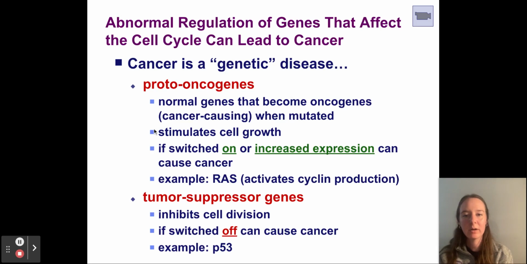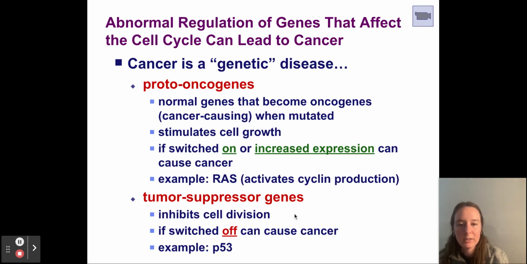So normally proto-oncogenes stimulate cell growth, so they tell a cell, okay, move on to the next checkpoint. But if the proto-oncogenes are switched on, or they increase expression, this means they make more protein, then this can cause cancer. An example is RAS, which is a gene. If it's turned on, then it will activate cyclin production. And we know cyclins, when they bind to CDKs, they say, go, time to move on in the cell cycle. So again, what happens here is if this proto-oncogene is turned on, it turns into an oncogene, and this will create too much cyclin, and that cyclin will keep the cell cycle running.